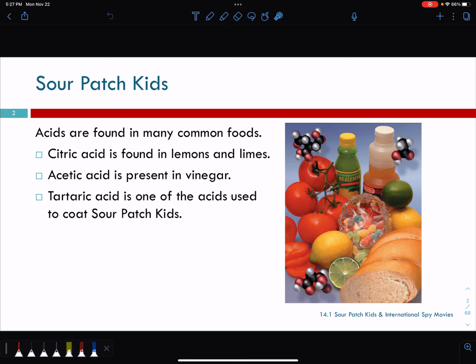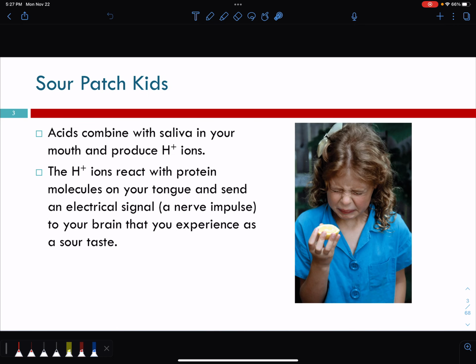I think Hank Green had a TikTok about this where he talked about how you can taste protons. That's what makes things sour. So acids, like citric acid, right? Lemons and limes are sour. Acetic acid in vinegar can make things sour. And tartaric acid, which is one of the acids used to coat Sour Patch Kids. So all these things are sour. We'll see why they produce hydrogen or hydronium ions later, but it's combining with your saliva that produces these positive hydrogen ions, and those react with proteins in your tongue, and we experience that as a sour taste.